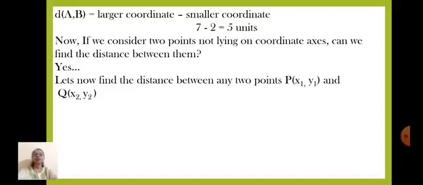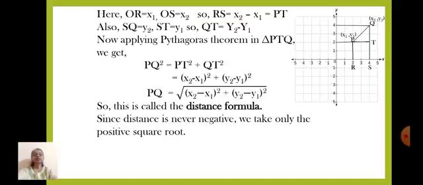So let us do that. For that, you need to take any 2 points on the Cartesian plane. So let us now find the distance between any 2 points, say P (x1, y1) and Q (x2, y2). So let me show on the Cartesian plane.